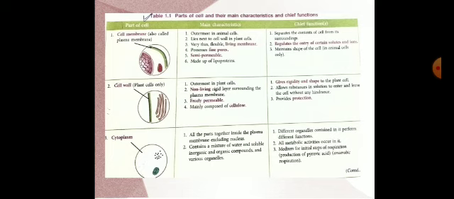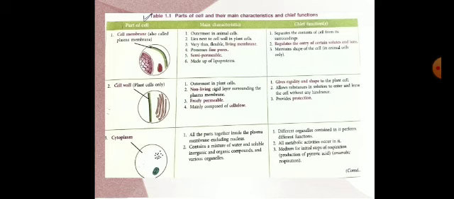Like we have skin in our body, all animal cells have a cell membrane. It is flexible, it is a living membrane, it possesses fine pores, it is semi-permeable and it is made up of lipoproteins. What are the chief functions? It regulates the entry and exit of certain solutes and ions, and secondly it maintains the shape of the cell. It also separates the content of the cell from its surroundings.